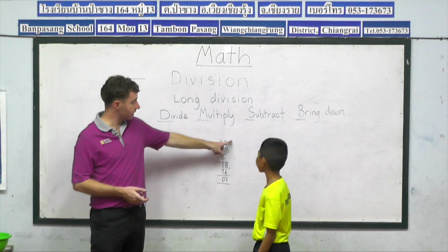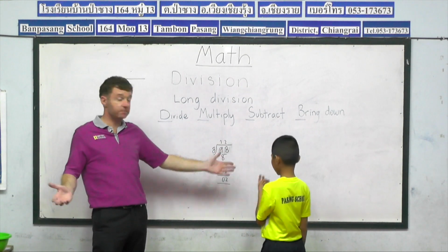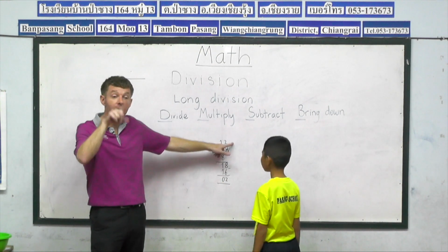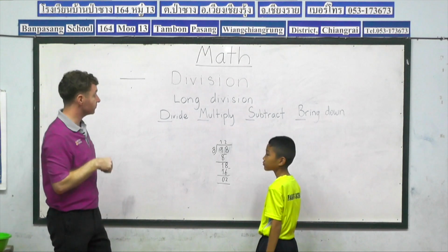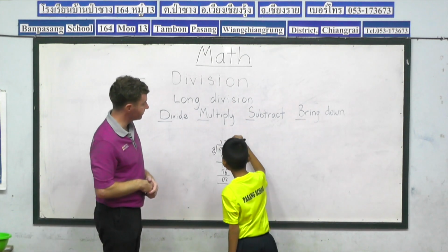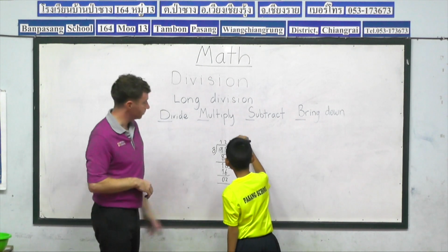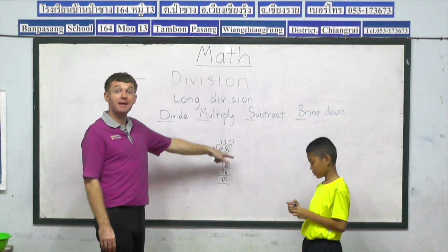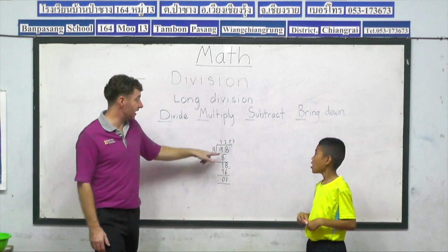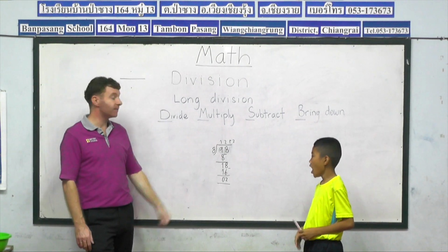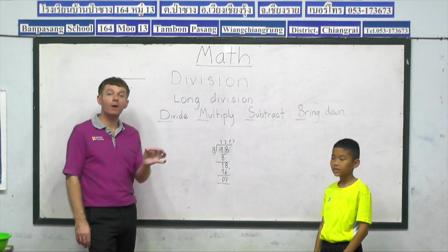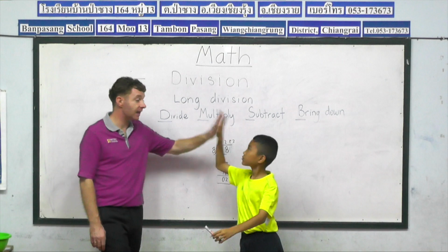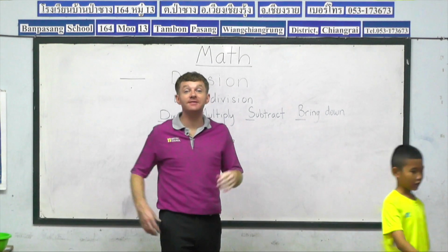So now, bring down. But there's nothing left to bring down. So that means that 2 are our remainders. So here we can write the letter R, R2. So the letter R for remainder, and then 2. Perfect. So we have our answer, 12, remainder 2. So we can say 98 divided by 8 equals 12, remainder 2. Bangpon, that was brilliant. High five, big round of applause for Bangpon, please, guys.